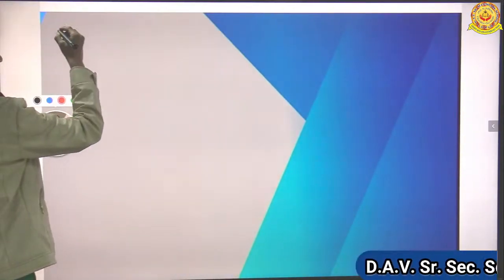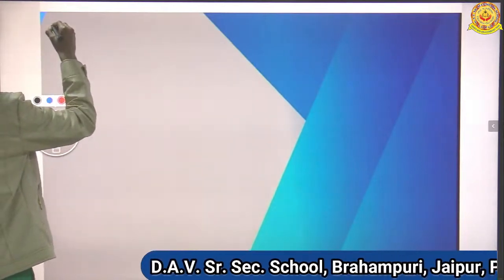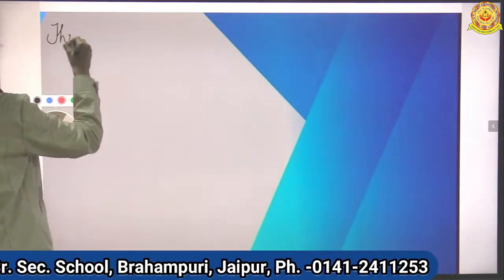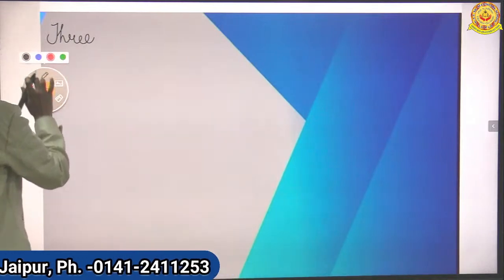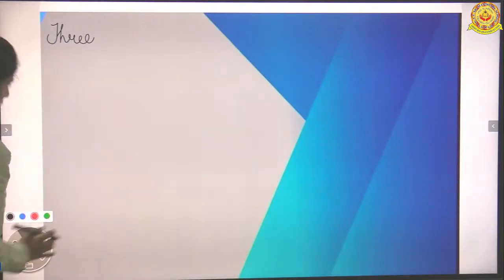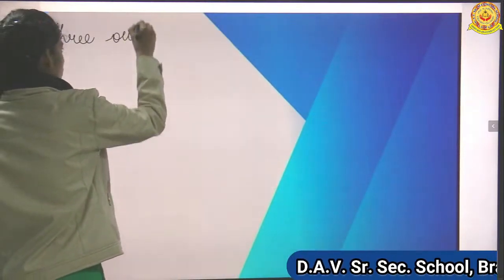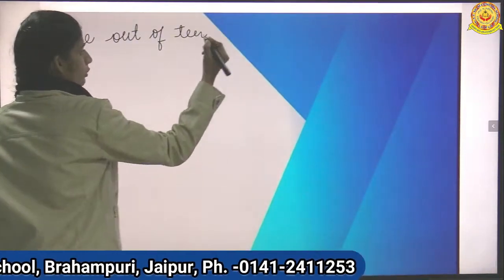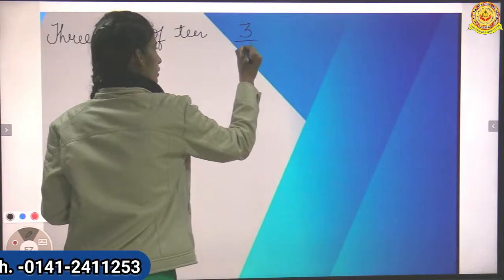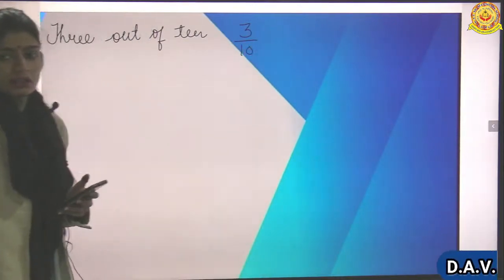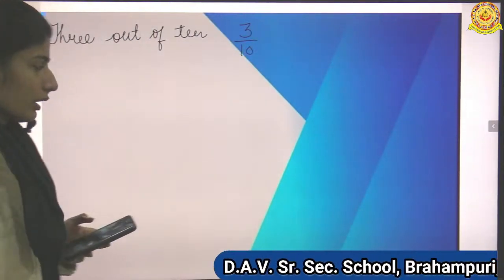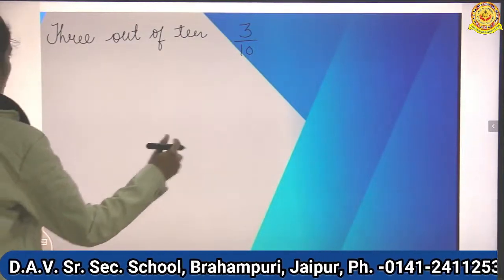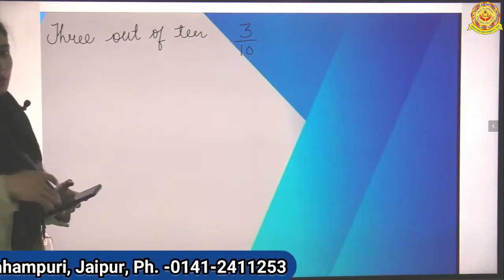Now suppose I am writing 3 out of 10. How will this be written? 3 upon 10. This means out of 10 I have given 3 parts. Okay. You have seen different types of fractions.